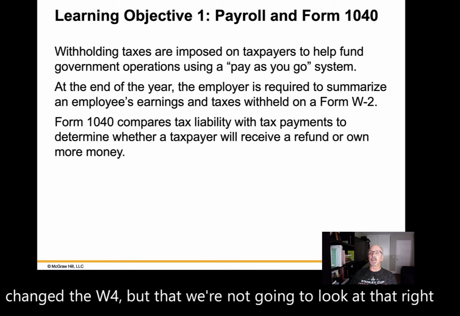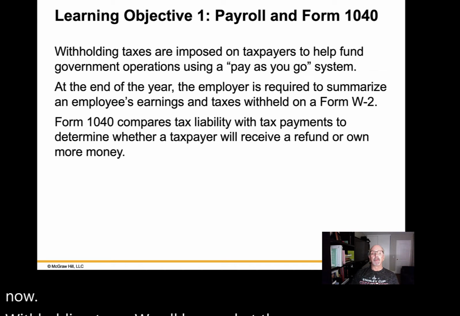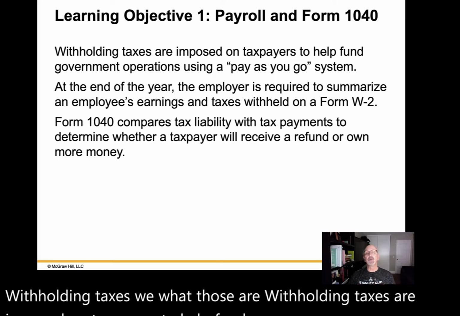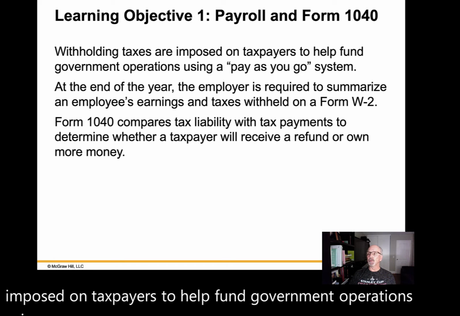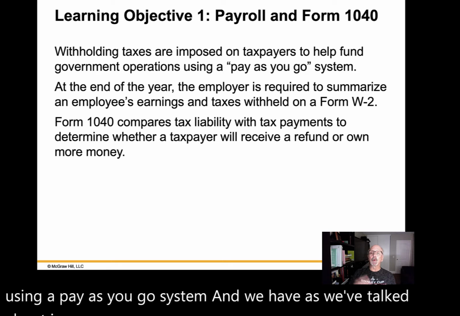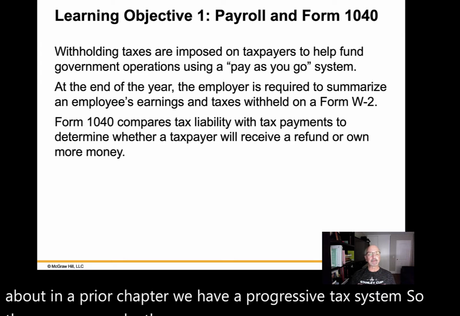Withholding taxes, we all know what those are. Withholding taxes are imposed on taxpayers to help fund government operations using a pay-as-you-go system. And as we've talked about in a prior chapter, we have a progressive tax system. So the more you make, the more you pay.